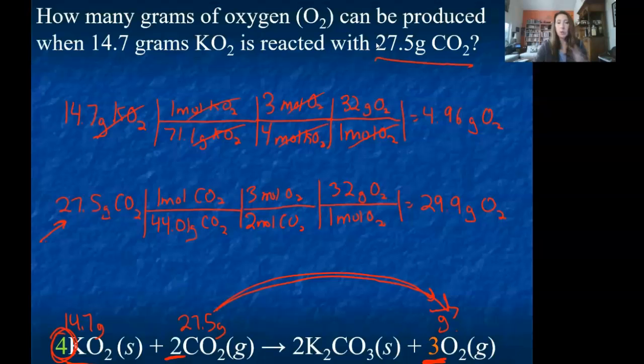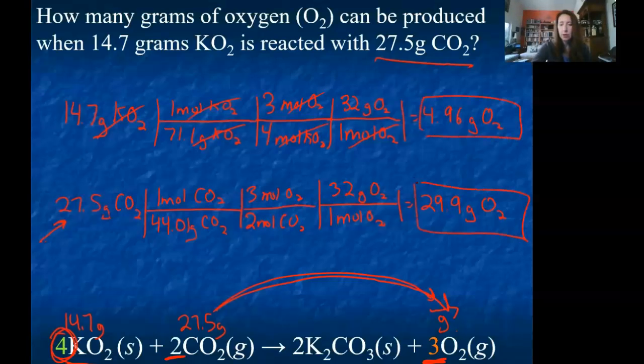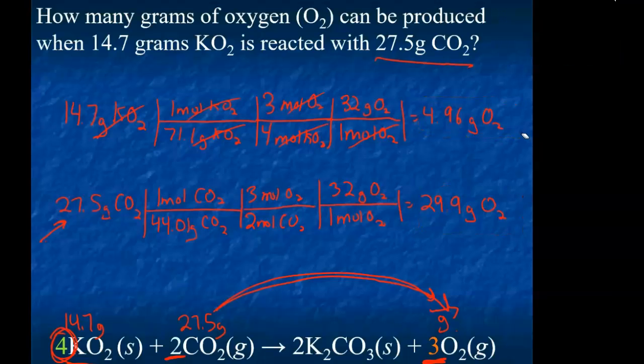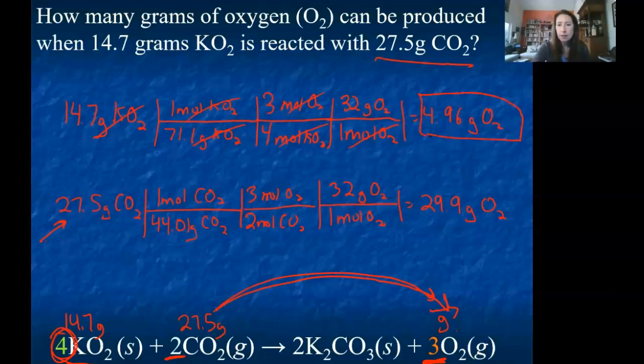Okay, now, only one of these is real. The other one, not real. It's an imaginary problem that never existed. So which one of these is correct? The 4.96 or the 29.9? Which one of those is real? Like which one actually occurred? The smaller one. Yeah, the smaller one. This one is our actual answer. This never happened. It's imaginary.